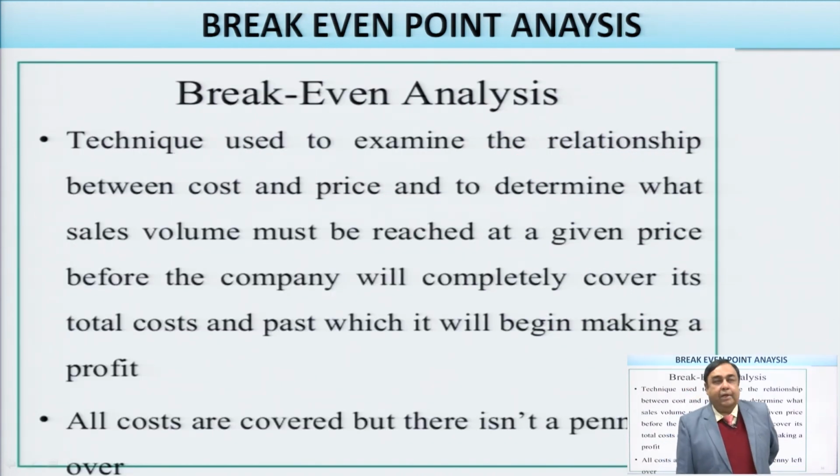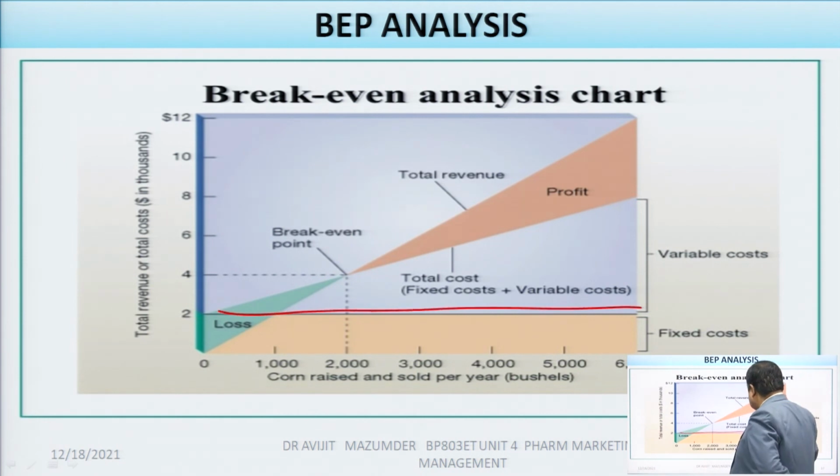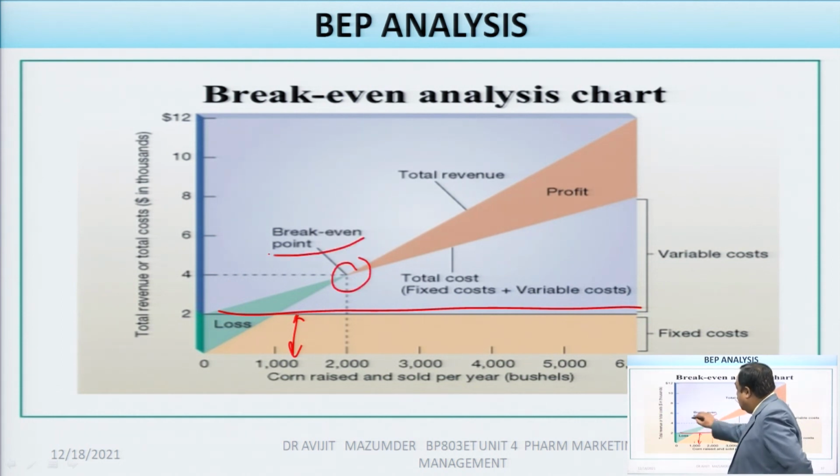Now, we will talk of break-even analysis, the technique used to examine the relationship between the cost and price and to determine what sales volume must be reached at a given price before the company will completely cover its total cost. Here there are two factors. If it is going below this, we say that the company is running at a loss, and it should be above this so that the company is running at a profit. And at this point we call it the break-even point.